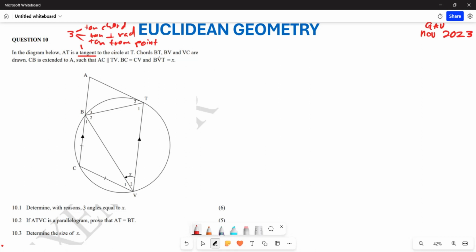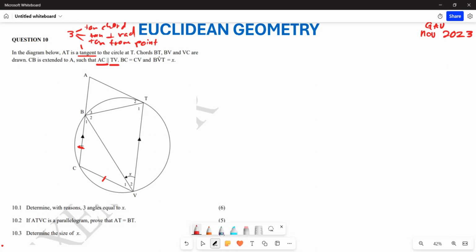Now they say chords BT, BV, and VC are drawn. They say CB is extended to A, such that AC is parallel to TV, and BC is equal to CV. They've already made this annotation here so that you can see. And now this angle V2, they've let it be equal to X.